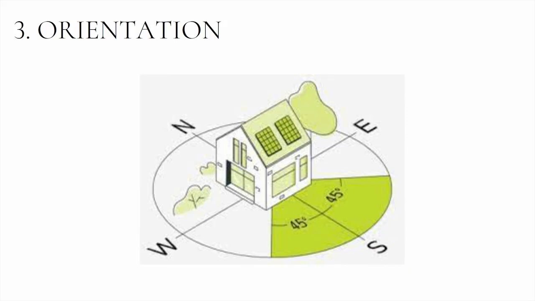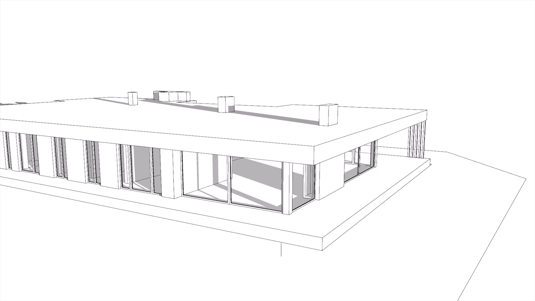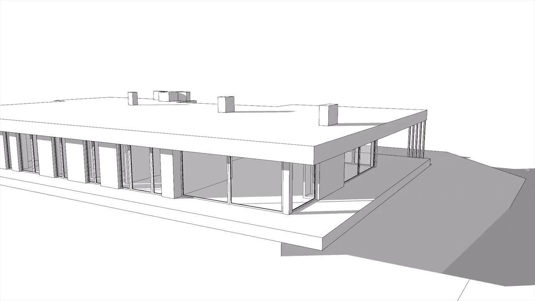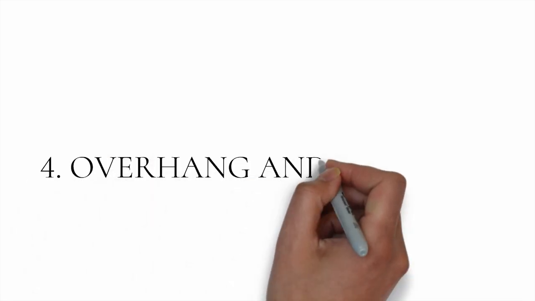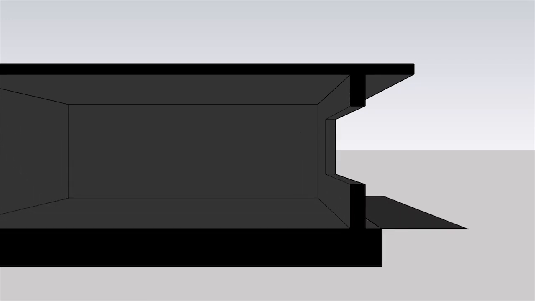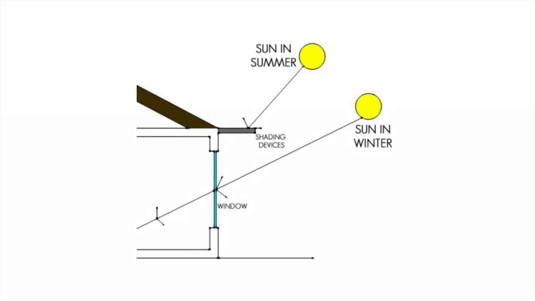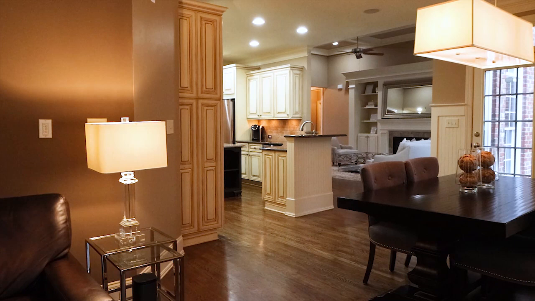Orientation. Design the home with consideration for the sun's path. South-facing windows allow sunlight to directly reach the thermal mass, maximizing its heat absorption potential. Overhangs and shading. Use appropriate overhangs and shading devices to control the amount of sunlight reaching the thermal mass. This prevents overheating in the summer while allowing maximum sun exposure in the winter.